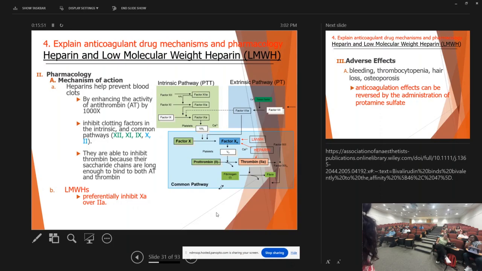I think that's about enhancing the activity of antithrombin by 1,000 times by heparin. And then you also think about which part of the pathway it's attacking, right? This is the common pathway it's attacking. So it's not impacting extrinsic or intrinsic, it's more in the common pathway.